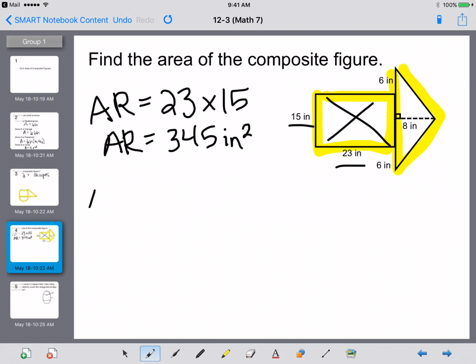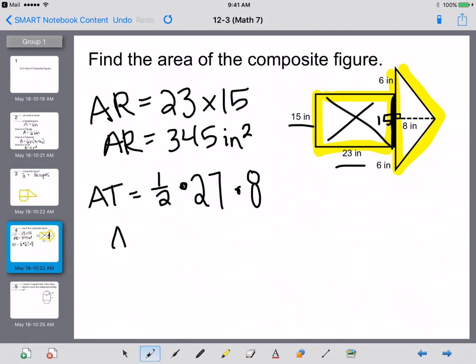Now we've got this triangle over here. So the area of our triangle is 1/2 times the base, which, how do I figure that one out? Well, this side's 15, so right here should be 15 plus 6 up there plus 6 over there. So 15 plus 6 plus 6 is 27, times our height of 8. So 27 times 8 is 216, and then half of that is 108. So the area of our triangle is 108 inches squared.